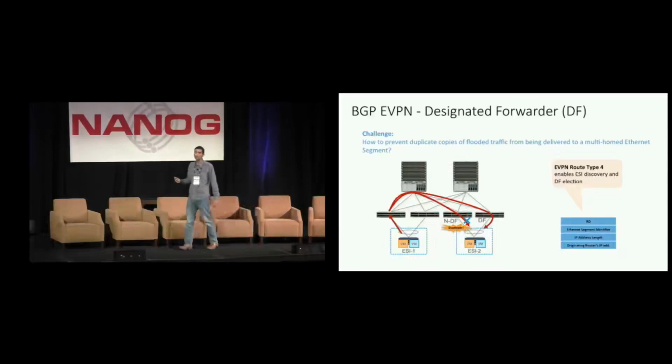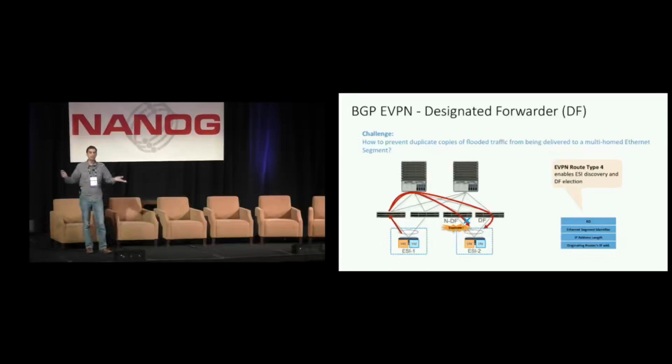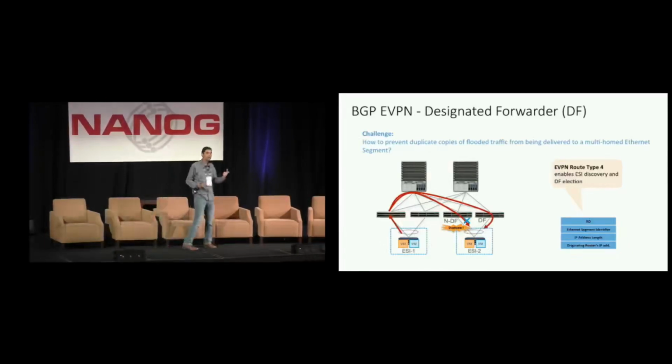So this is accomplished via a designated forwarder election mechanism. The goal is that for each ESI that is multi-homed across multiple leaves, we elect one of the leaves as a designated forwarder on a per service basis. So this way, if you have multiple VLANs or multiple services on that Ethernet segment, you can load share the load across multiple leaves.